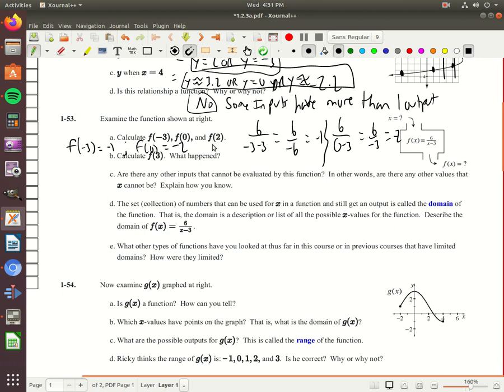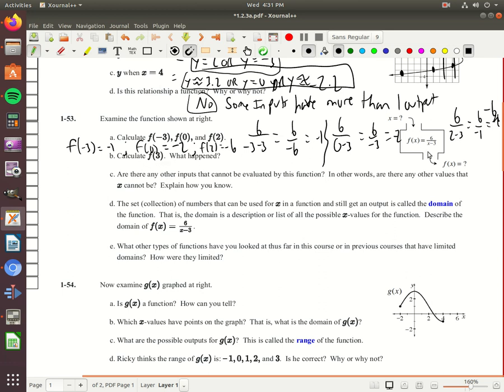What about when I plug 2 into this equation? Well, I'm going to get 6 over 2 minus 3, which is 6 over negative 1, which will be negative 6. So f of 2 equals negative 6. Kind of got cut off right there, but it's a negative 6. All right, so this isn't really exciting, but it is going somewhere.